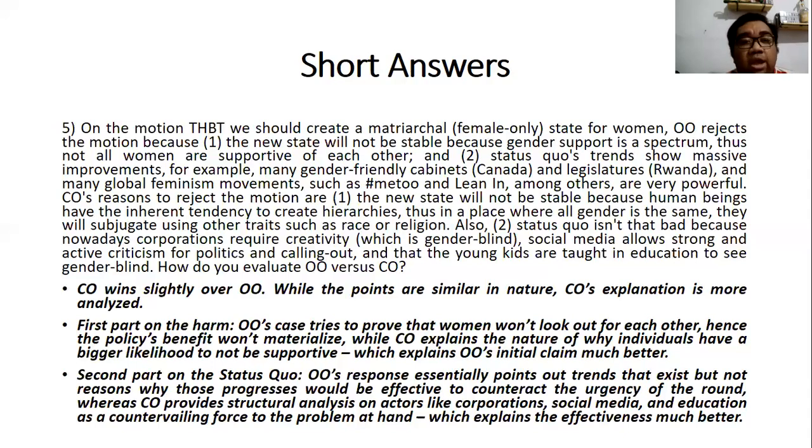Social media allows strong and active criticism for politics and calling out. And young kids are taught in education to see gender blind.